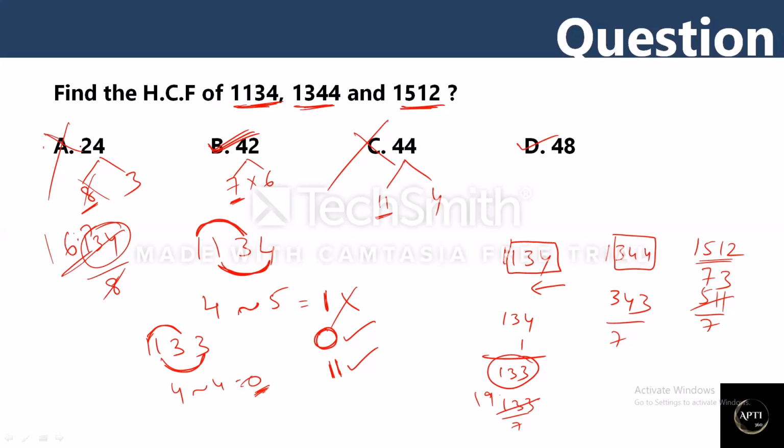If the number is not satisfying with 24, what about 48? 24 two times is 48. So 48 will also not be satisfied, because 24 is not getting satisfied with 1134. So what will be our final answer? Our final answer is 42. This is how we can calculate the highest common factor of given numbers. And I hope you enjoyed this video. Thank you all. Do subscribe for more videos.